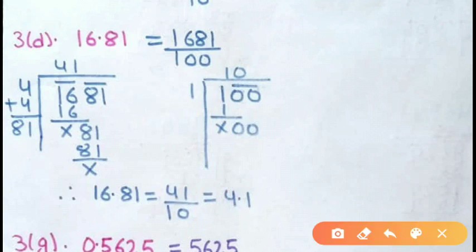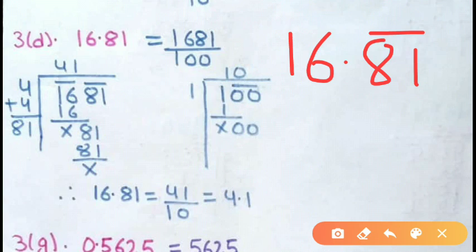Next is 16.81. If you want to go with this method, first of all you just remove the decimal and then find the perfect square of the numerator and the denominator. This is also correct, but I have already solved it here by removing the decimal, and I am going to explain by taking the decimal. So this is one pair, and this is another pair.